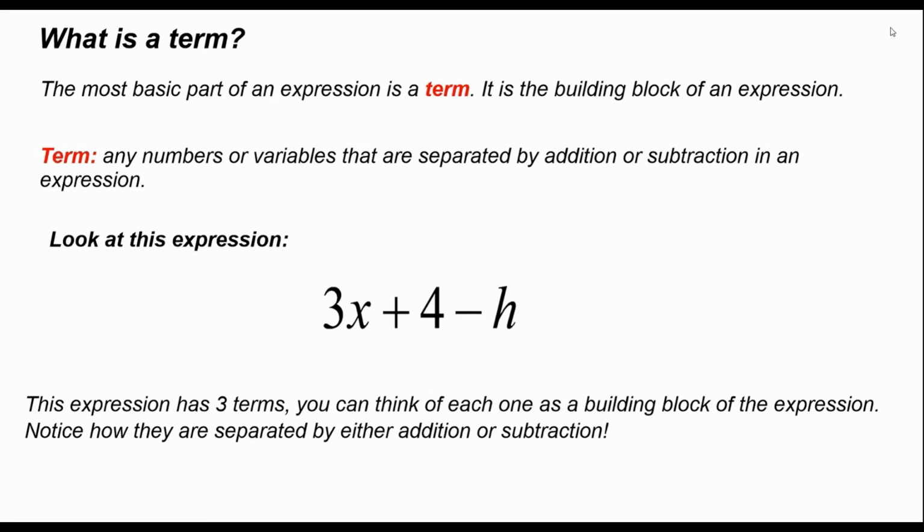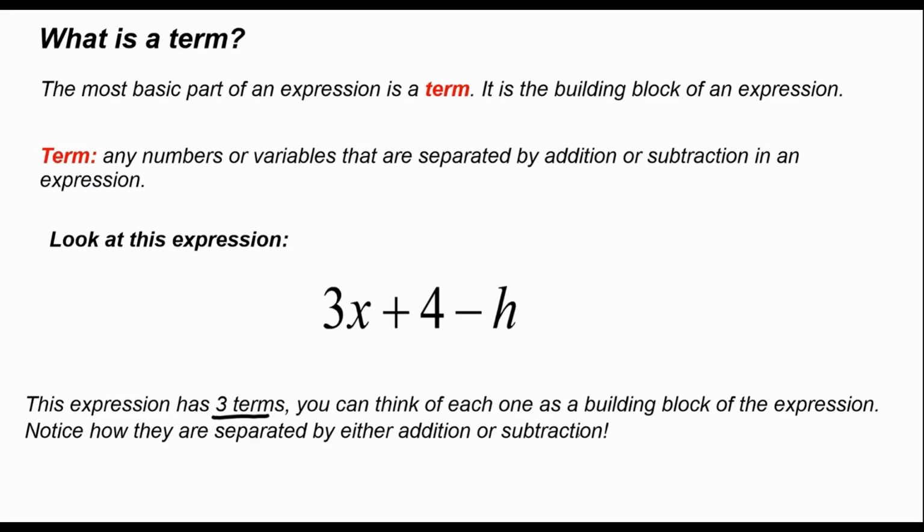So what is a term? The most basic part of an expression is a term. It is the building block of an expression. A term is any number or variables that are separated by addition or subtraction in an expression. If we look at this algebraic expression, 3x plus 4 minus h, this expression would have three terms in it because it's separated by addition and subtraction here.